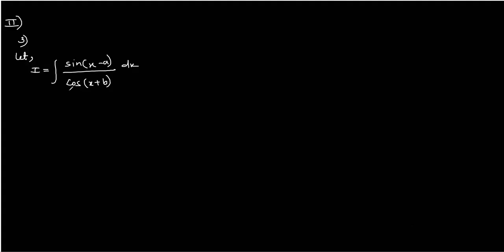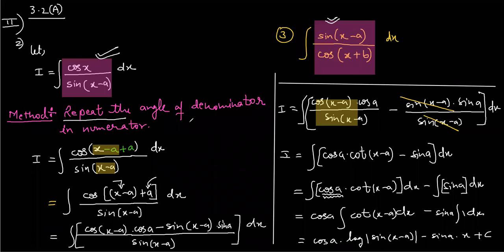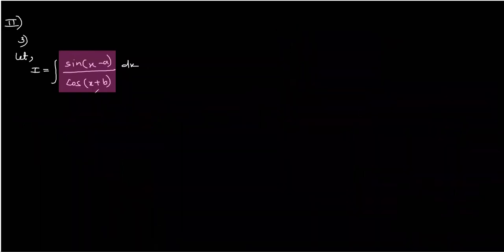So let's solve one more problem, students. As I told you, this question is the same as the previous type. What was the type? We will have numerator and denominator either in sine or cos, and the angle would be different. And what is the method? The method I have already written: repeat the angle of denominator in numerator. So here once again I will try repeating the angle of denominator in numerator.